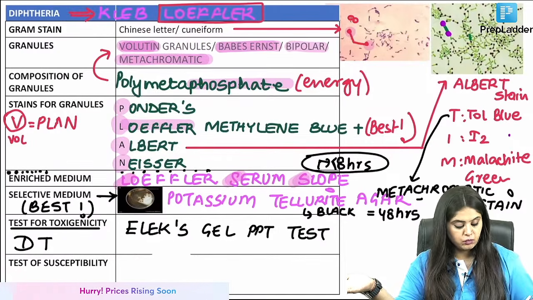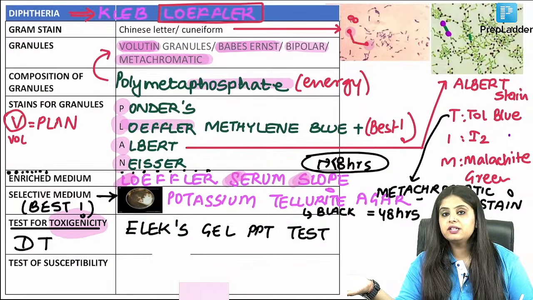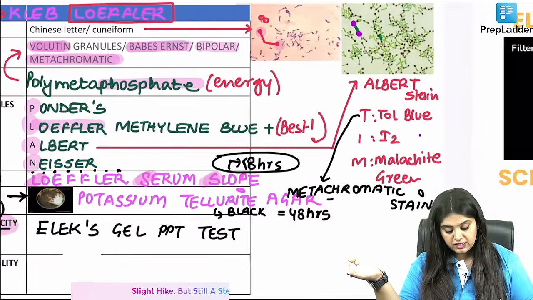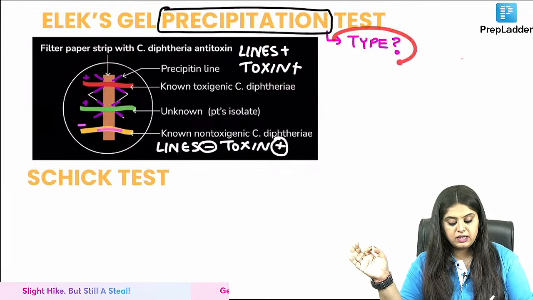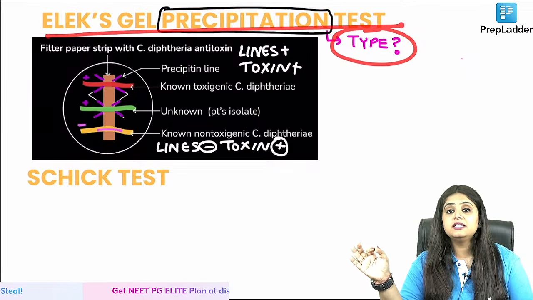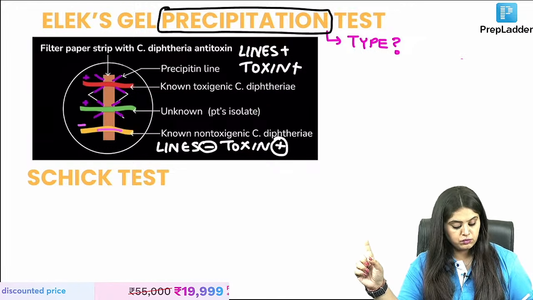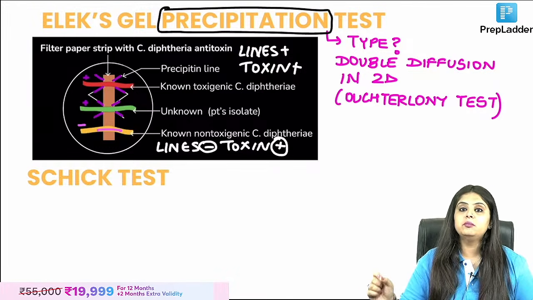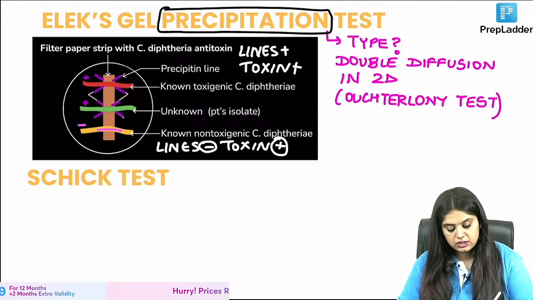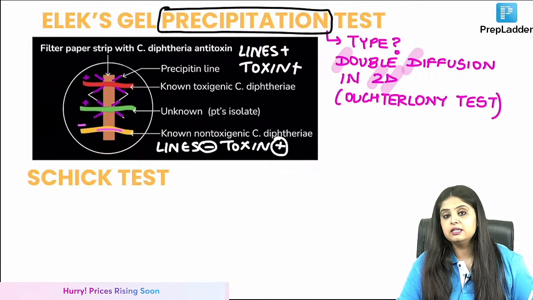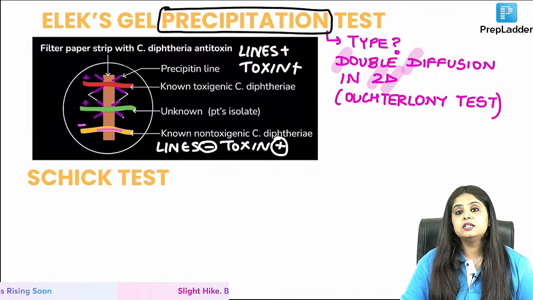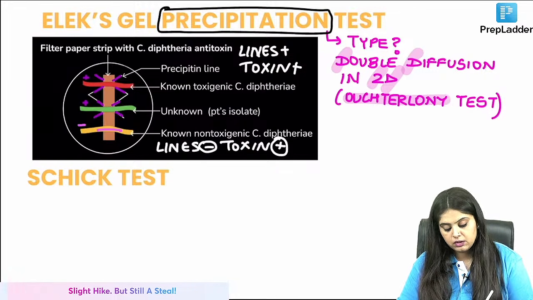Now my question is, what are you testing for? Toxigenicity. But for INI-CET students and NEET PG students, the question is, what type of a test is it? It is a DDDD test. What is a DDDD test? This is not for FMG students. DDDD test is double diffusion in 2 dimension, known as the Ouchterlony test.